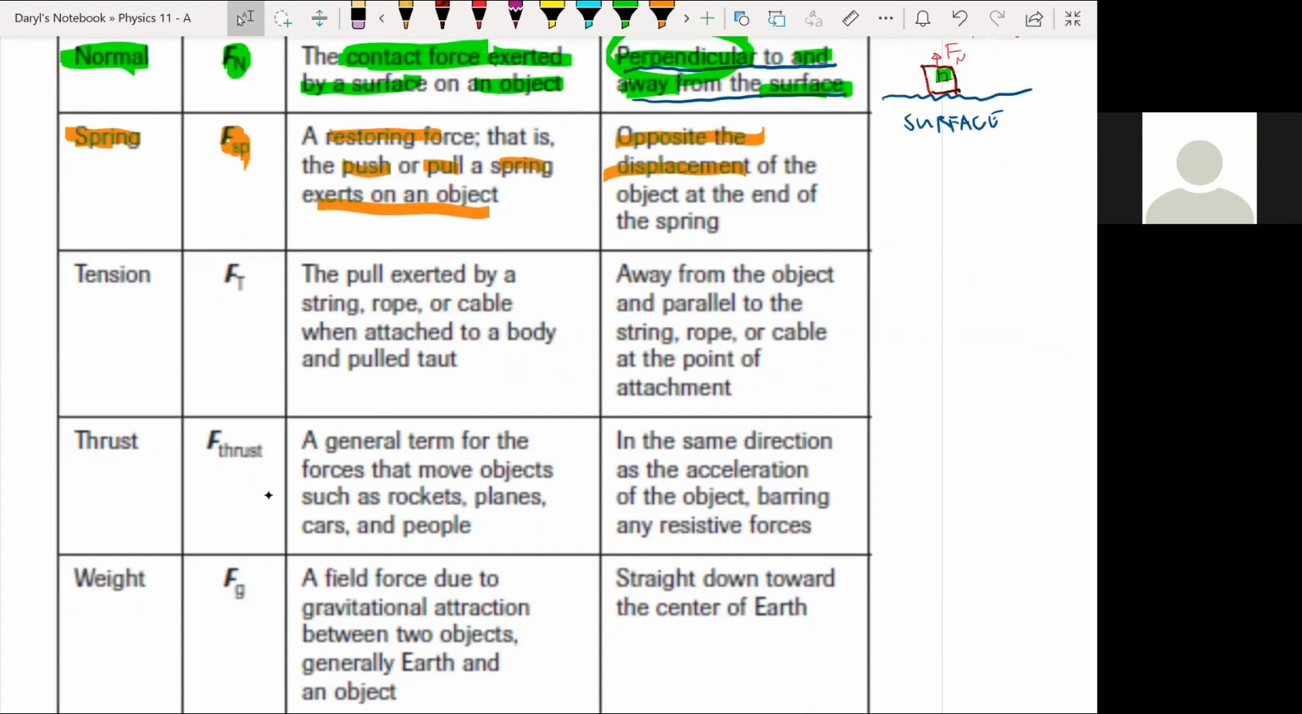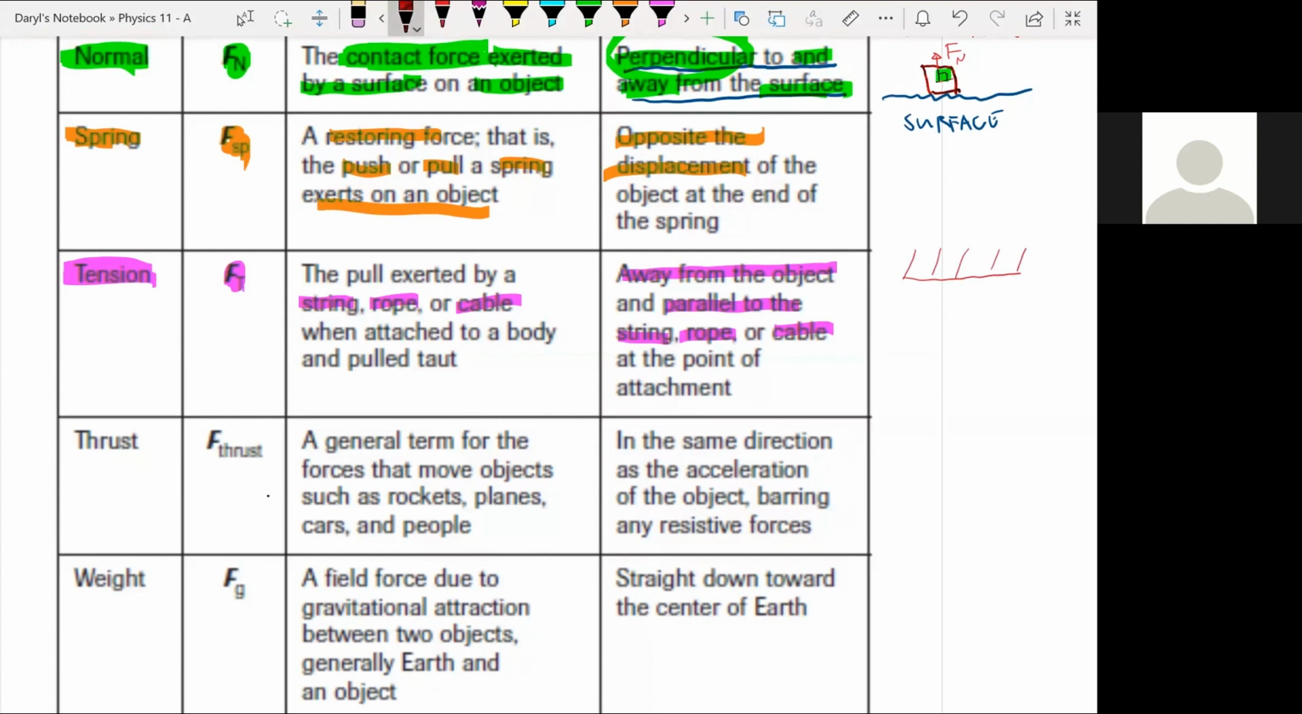And another common force that you'll be dealing with here is tension force. It is just a force in a string, a rope, or a cable. Its direction is away from the object and parallel to the string, rope, or cable, to the point of attachment.